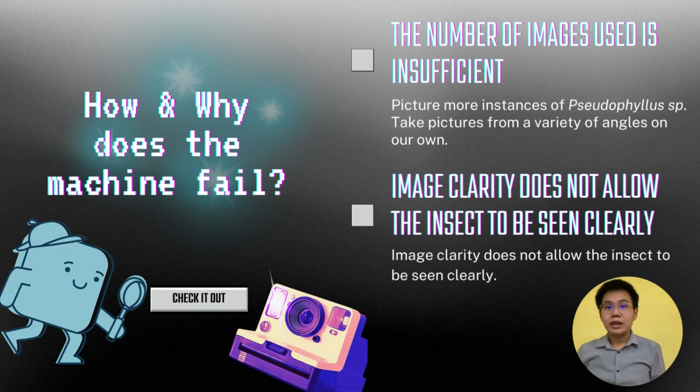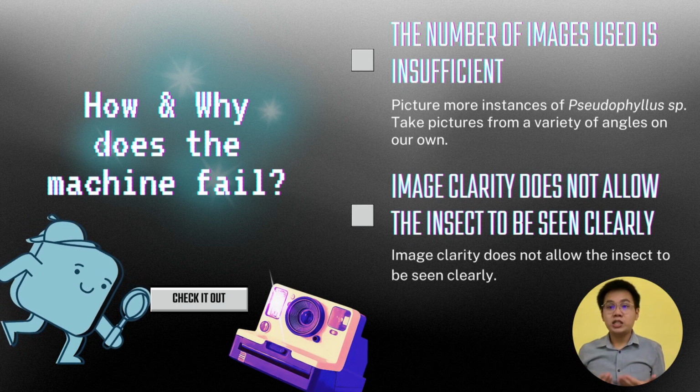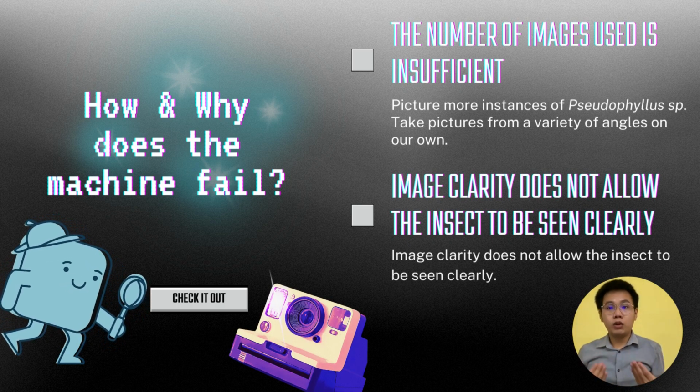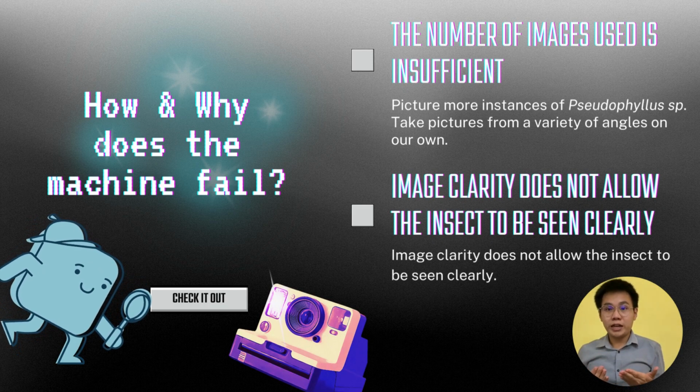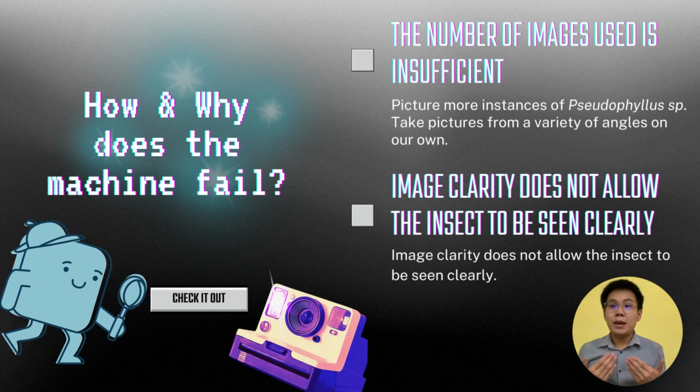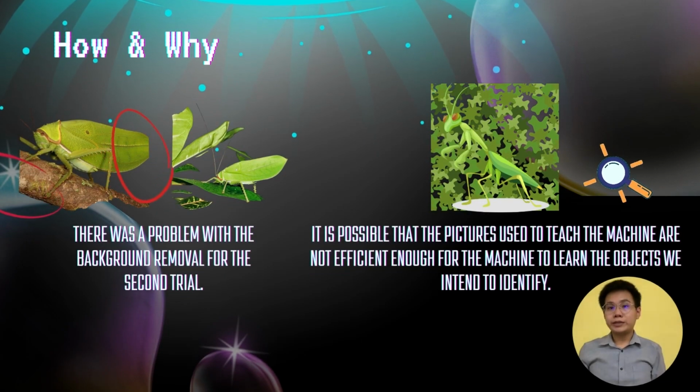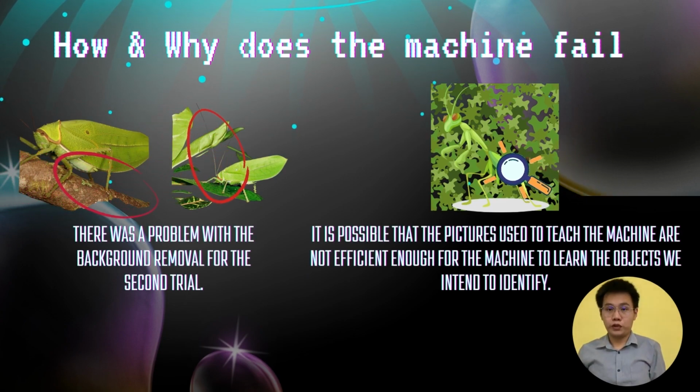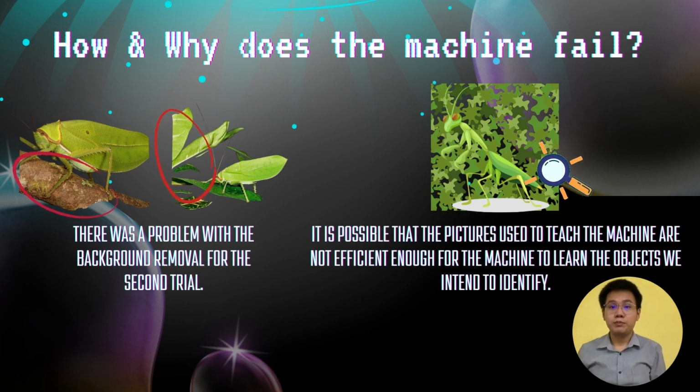Next, the object in the image is not clear enough to show the insect, which is pseudophyllus. This might lead to the wrong object being recognized. The object of interest, which is our pseudophyllus, may blend into the background, making it hard for the machine to identify. Also, for the second trial, the background was not well removed. The accuracy of recognizing the pseudophyllus will also be reduced because the background is not fully removed, as this will lead the machine to misidentify the object. That's why the result is inaccurate.